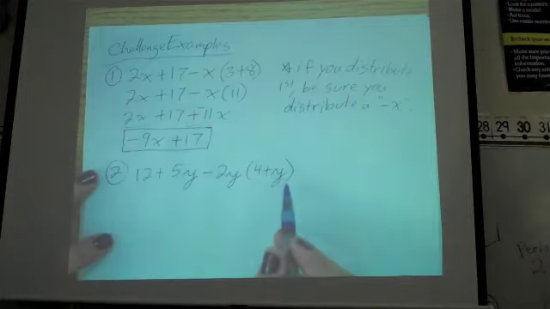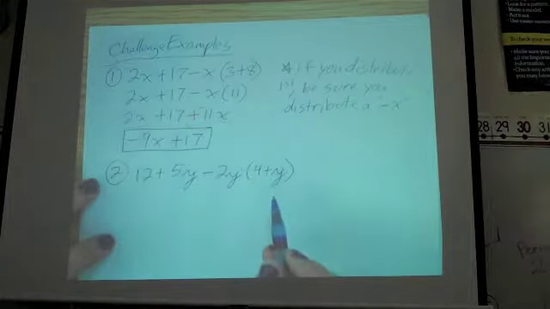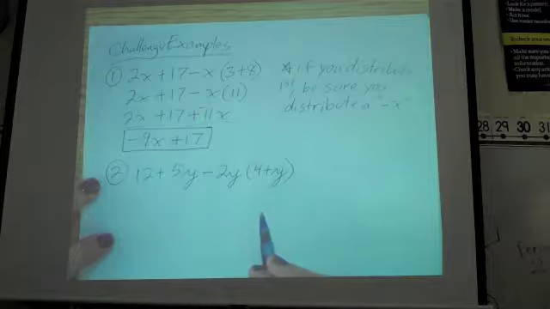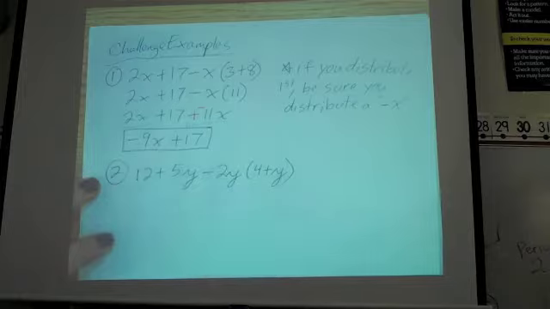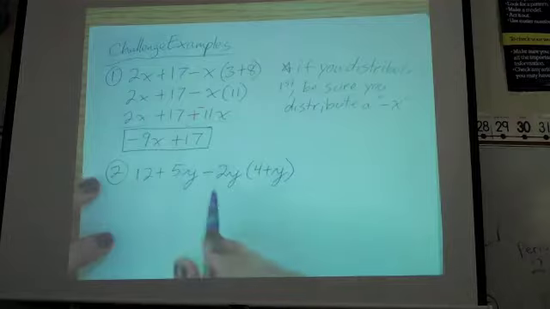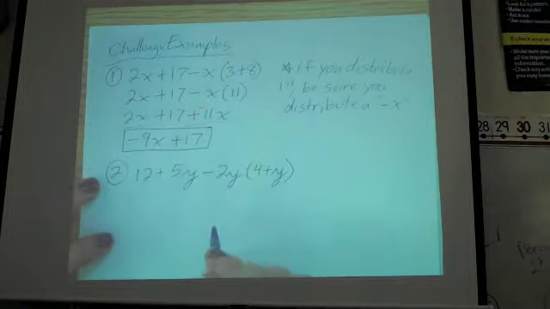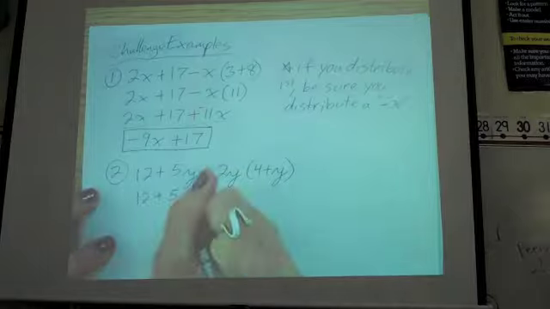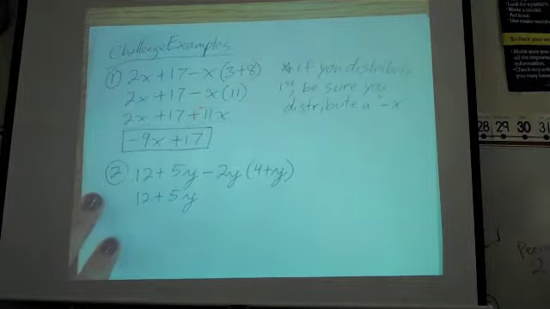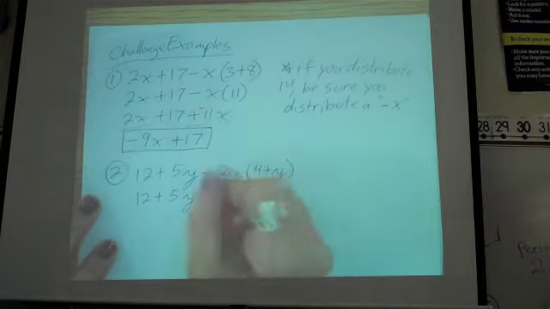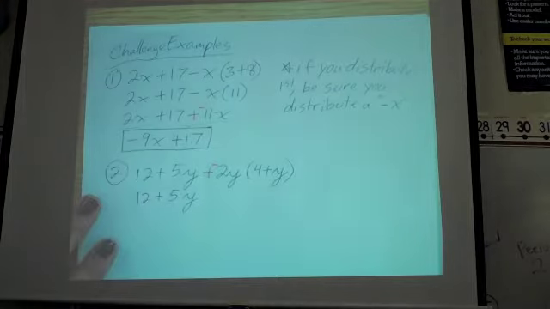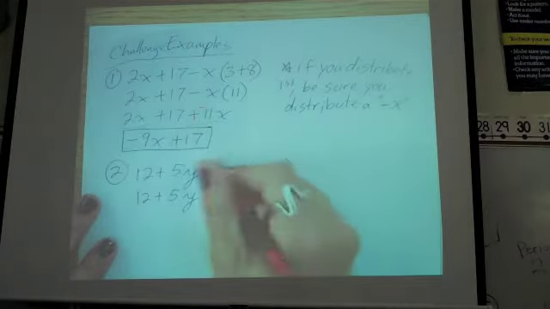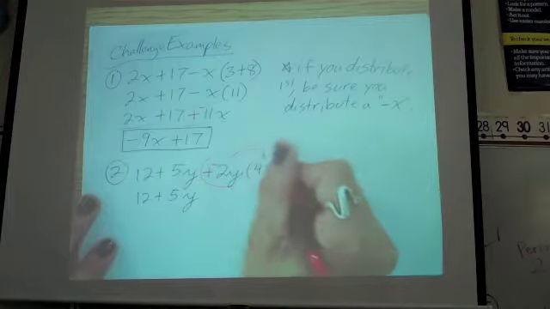We have 4 and y in this parentheses. Can I add 4 and y? No. Therefore, I need to distribute. Whisper to your neighbor what I am going to distribute. If your neighbor said negative 2y, give them a high five. Okay, once again, if you're confused on why it is a negative 2y, you can change this minus 2y into adding a negative 2y if that is more visually appealing for you. And it's this negative 2y that you are distributing to the 4 and to the y.